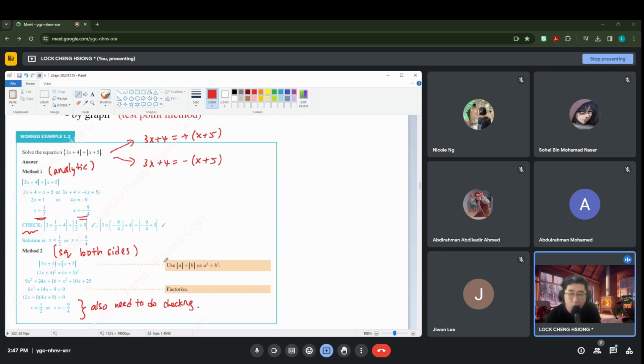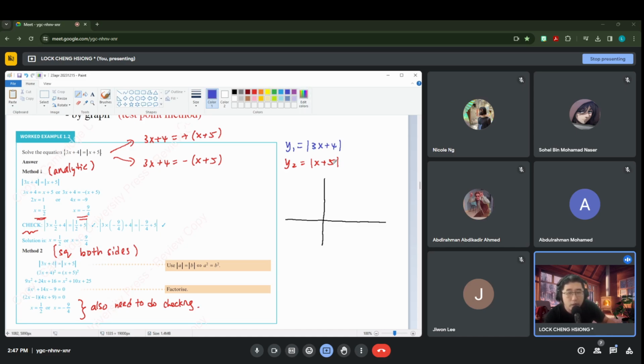If I really want to, can I do it by graph? Yes, we can do it by drawing the graph. I let y1 equal modulus of 3x plus 4, and y2 equal modulus of x plus 5. Then I draw the graph. For easy illustration, I use blue for one and red for the other.